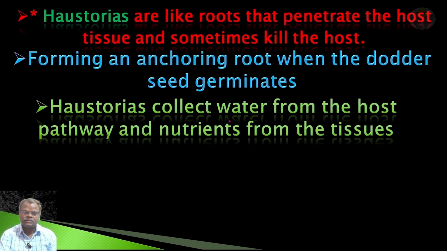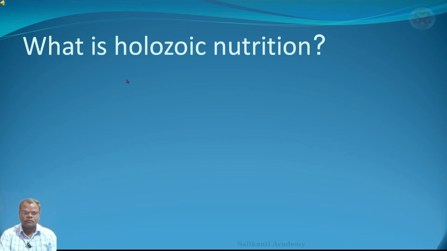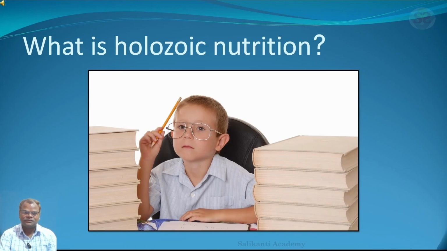Haustoria collect water from the host's pathway and nutrients from the tissues. The roots of the dodder plant, the anchoring roots, decompose when the dodder stem comes in contact with the host stem. What is holozoic nutrition? Think, children. Yes, you are right.